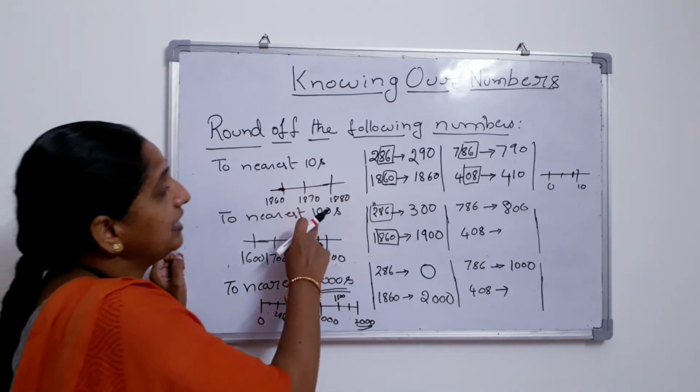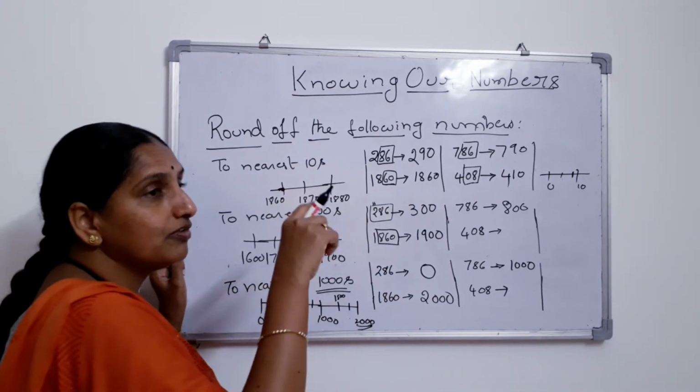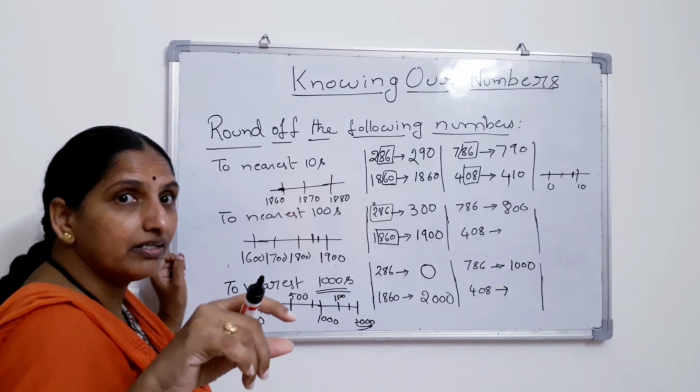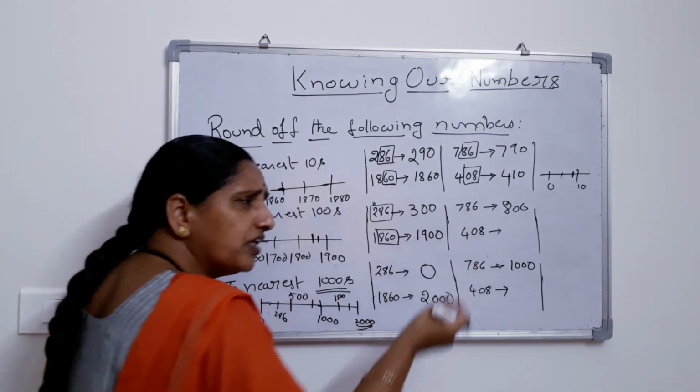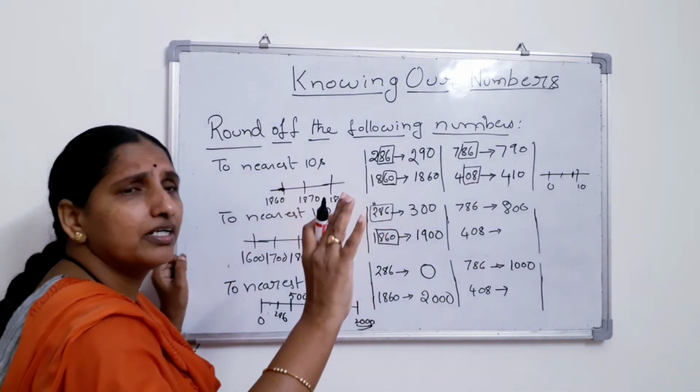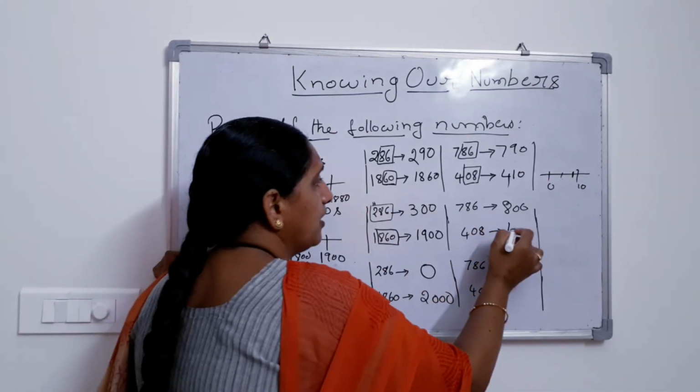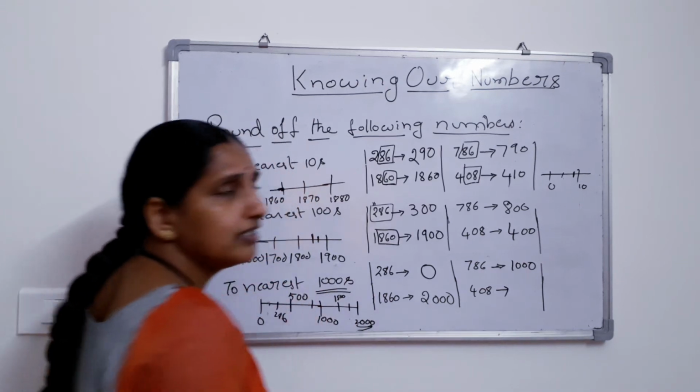Okay, so now 408, where does this lie to the nearest hundreds? It lies between 400 and 500. No need to draw the line also. 408 is very near to 400. Yes, so therefore round it to 400.